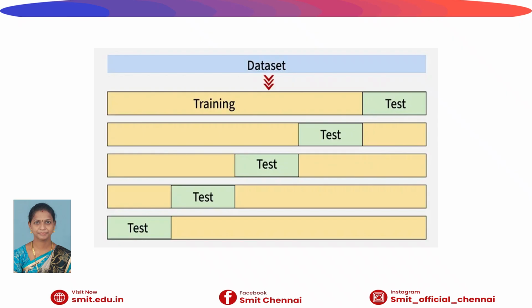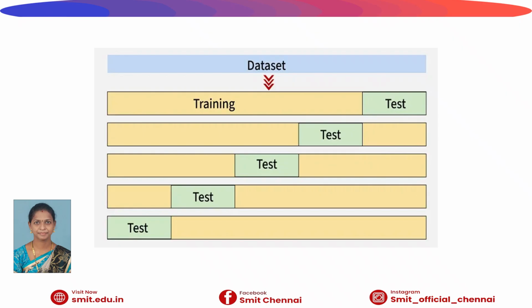In the first iteration, the first 20% of data, which consists of instances 1 to 5, is used for testing. The remaining 80%, which includes instances 6 to 25, is used for training. In the second iteration, the next fold containing instances 6 to 10 becomes the test set. The remaining data points are used for training.